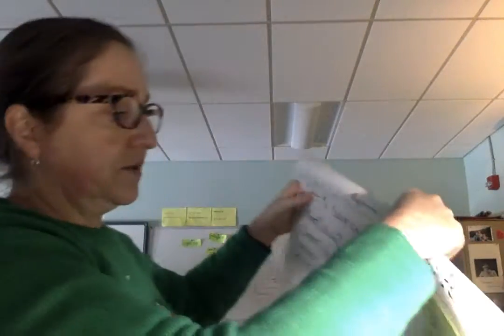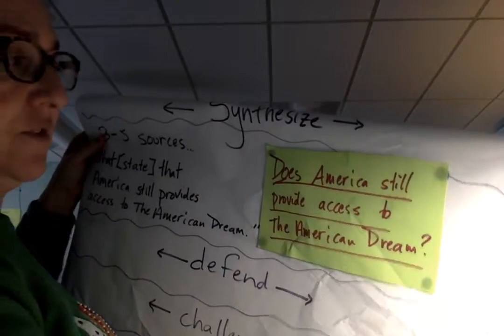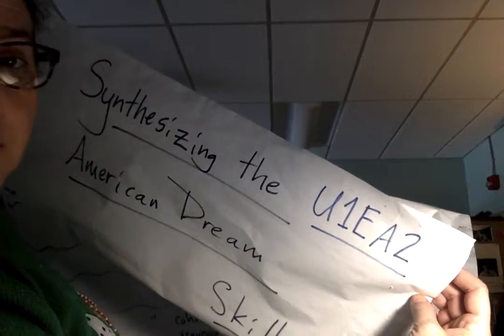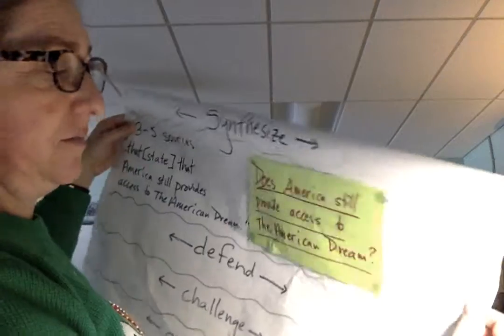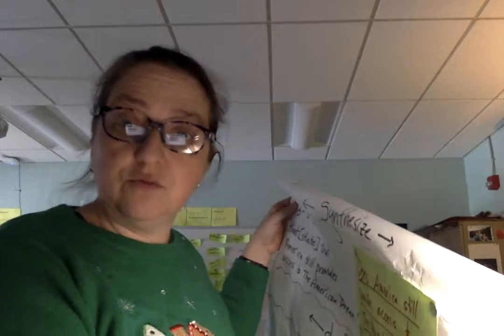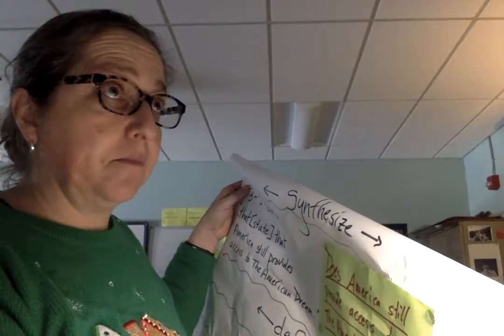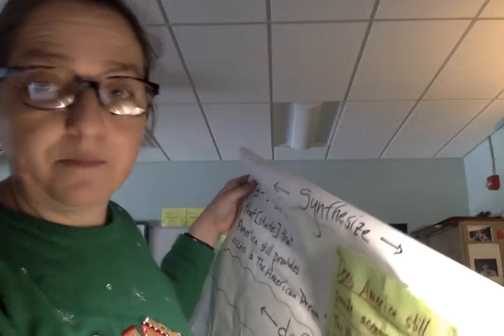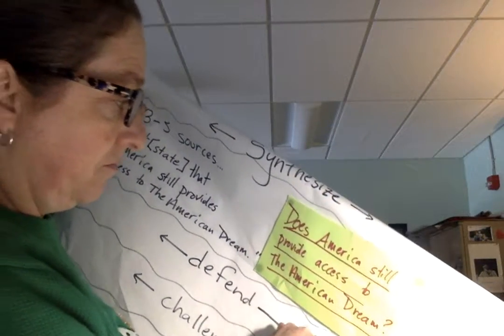Good. So the question is, and this is the essential question, and this is on my website. If you search for U1EA2 in the search this site box, you'll come up with U1EA2 resources, and you should use that. Okay, I put a lot of work into it, just so that you can have the benefit of it. And I'll be linking this video from there. Okay, does America still provide access to the American Dream?